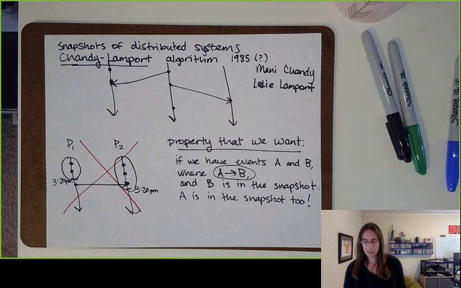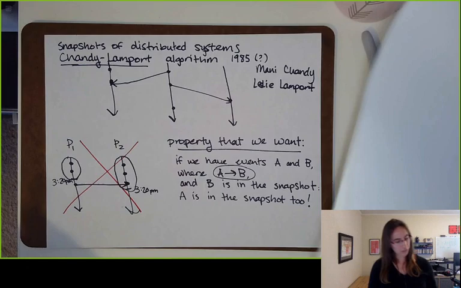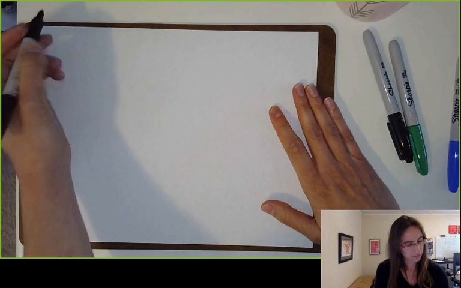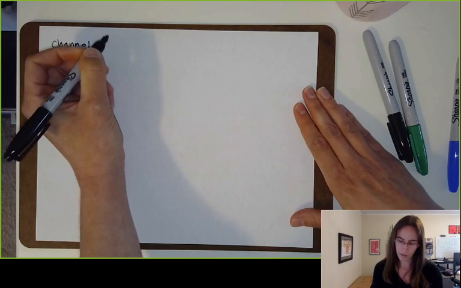So let's talk about what the algorithm does. Again, we won't have time for all the details today, but let's talk about it at a high level. Before we start, we're going to need a piece of terminology, which is new. And that's the notion of what's called a channel. A channel can be thought of as the connection from one process to another.